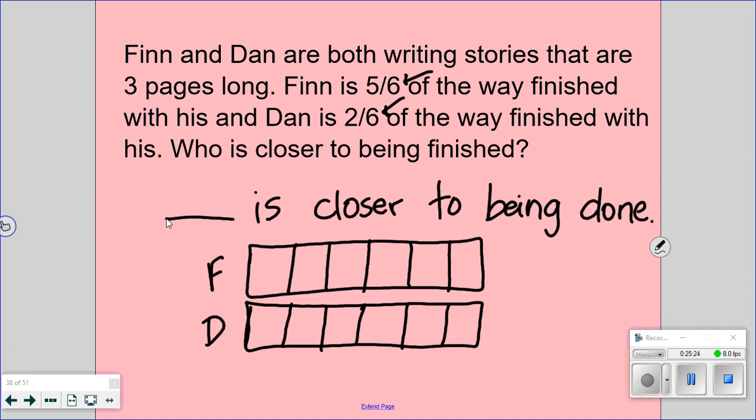All right. Now, Finn did 5/6. Could I color in any random 5 pieces? Yes, I can. Is that easier for me to compare with? No. Since I'm trying to compare and see who did more, I'm going to stick them all in a row. But I could color any 5. So here's 1/6, 2/6, 3/6, 4/6, 5/6.